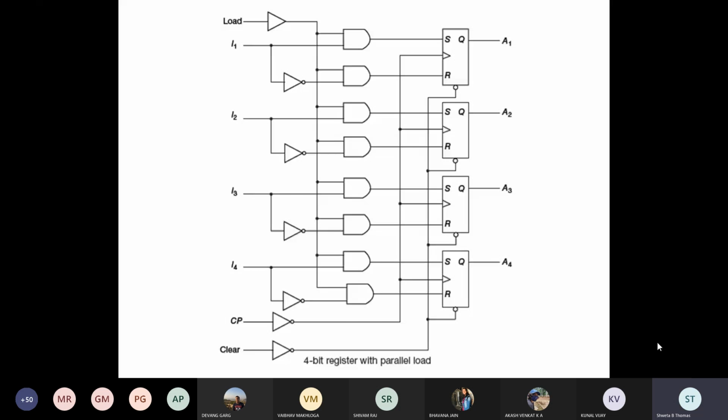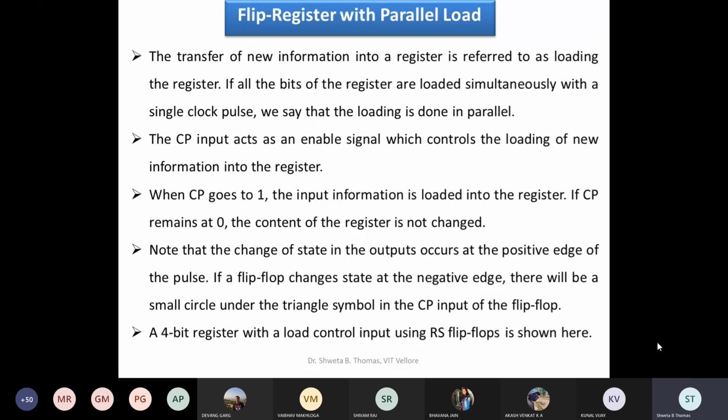Here I have mentioned all the important points. Let me read it for you first. The transfer of new information into a register is referred to as the loading of the register. It is known to you. If all the bits of the register are loaded simultaneously with a single clock pulse, we can say the loading is done in parallel. The CP input acts as an enable signal which controls the loading of new information into the register, already known to you.